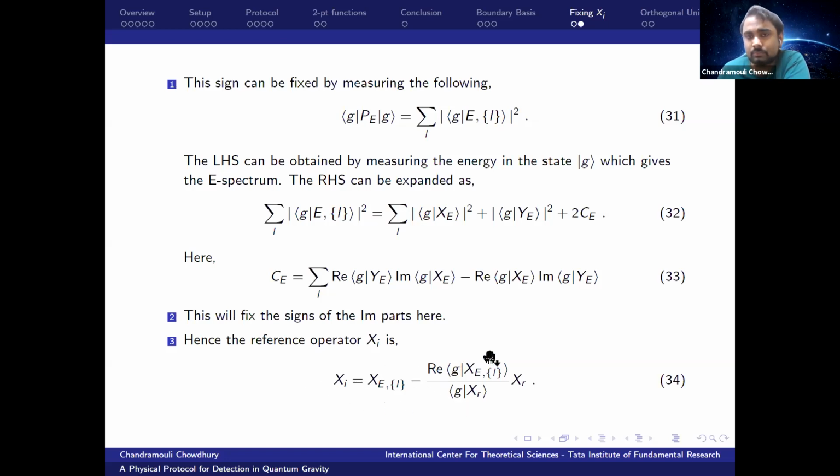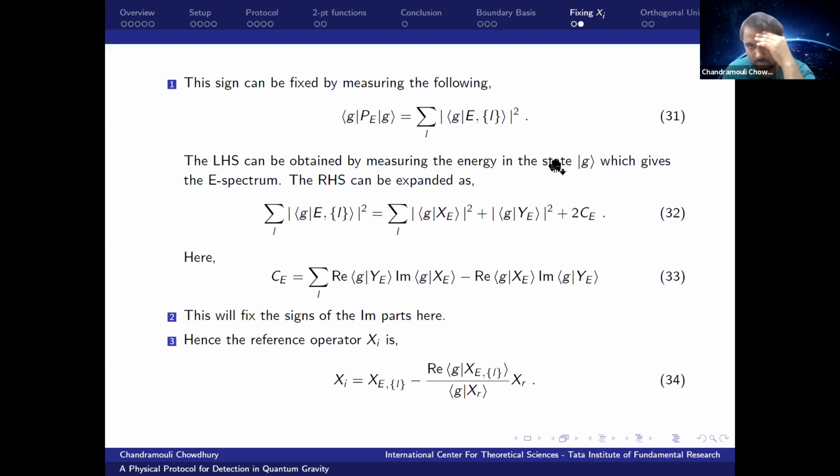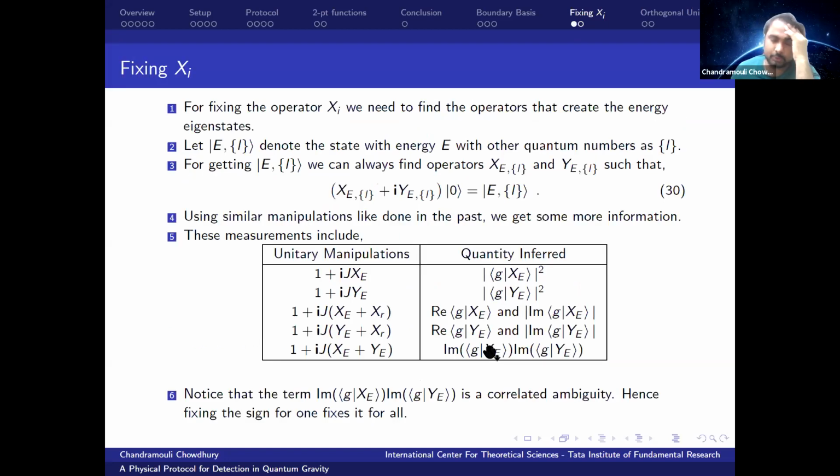In order to get stuff like this, you'll have to make similar manipulations, which we've discussed in the past, and it's also there in the table. Sorry, here the XE is just the X's that you had earlier, these basis states. You can think of them as combinations of those, which would create the energy eigenstate for you. And the L's are just quantum numbers, like the angular quantum numbers, for example.